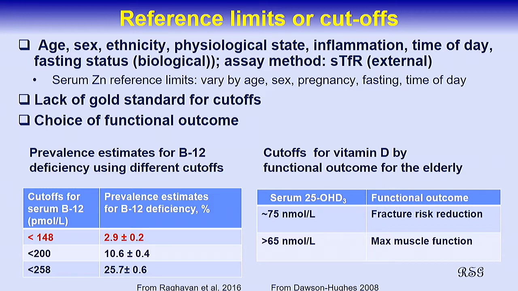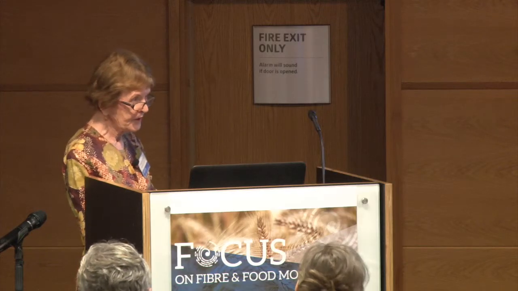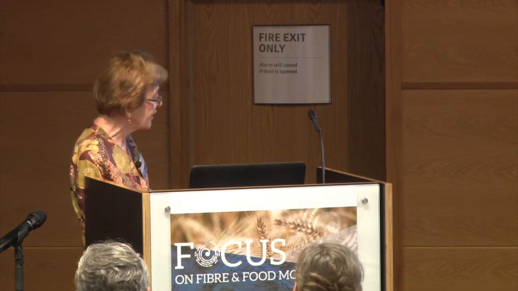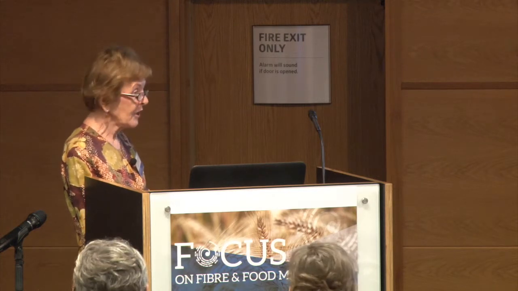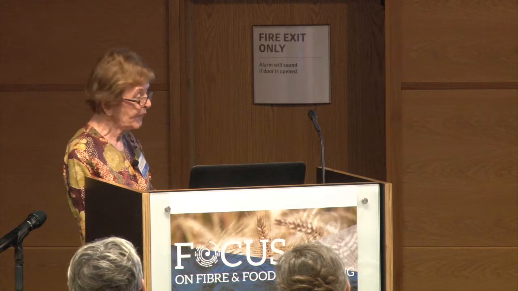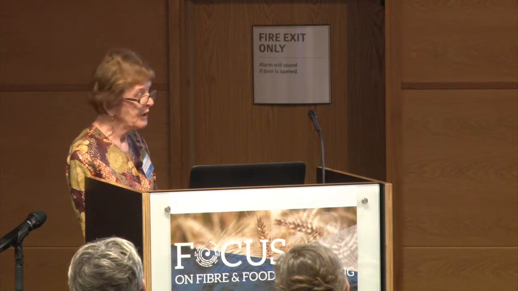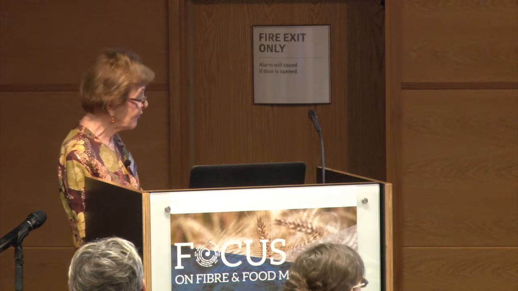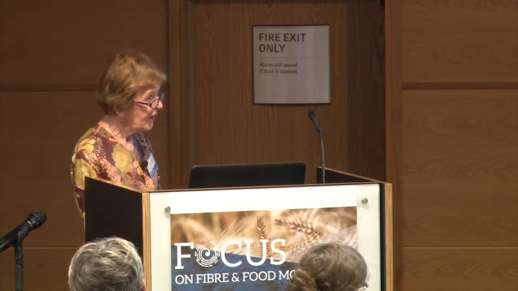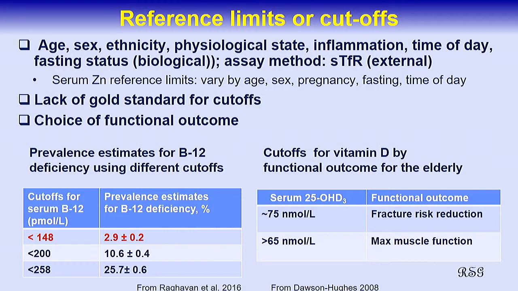The third factor that is increasingly being considered is the choice of functional outcome. There's a lot of work going on with vitamin D and 25-hydroxyvitamin D, which is the biomarker used. We found that the cutoffs vary according to the functional outcome of interest. So if you're particularly interested in fracture risk reduction, then you would probably apply a different cutoff than if you were interested in maximum muscle function.